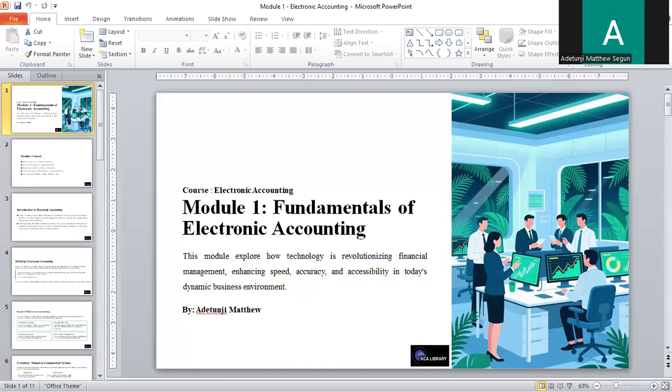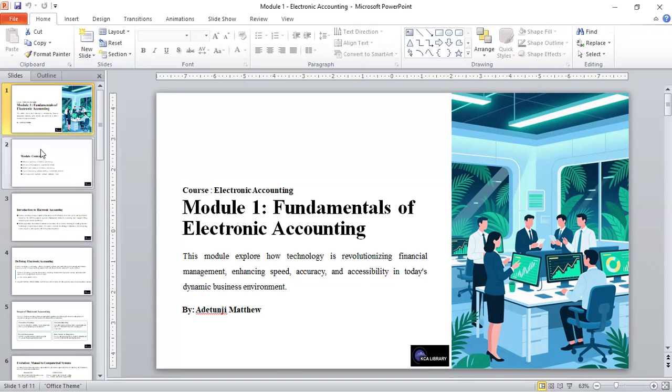And this course will actually take 10 modules for us to go through. And this is the first module, where we'll be talking about the fundamentals of electronic accounting. When we talk about the fundamentals of electronic accounting, we'll be looking at how technology is revolutionizing financial management and enhancing speed, accuracy, and accessibility in today's dynamic business environment.